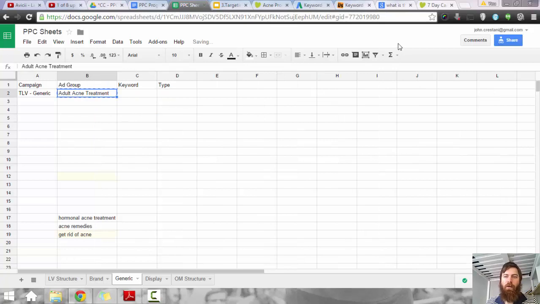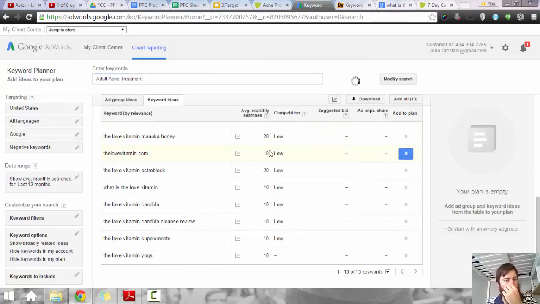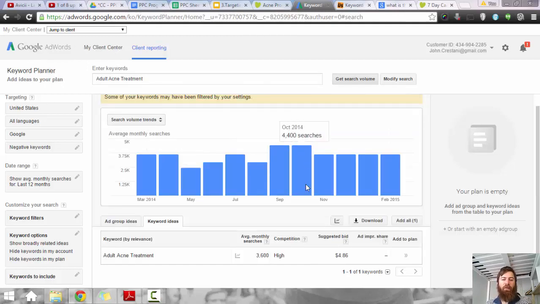I'm going to copy this word and throw it into get search volume right here. So again, I'm back in AdWords, back in the keyword planner. This is where you're going to spend a lot of time. Back in the ad group section, I kind of went over how you define what are keywords that are about your business.